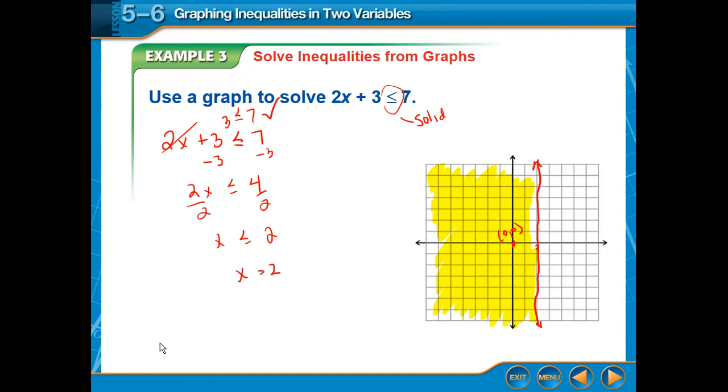So just looking at the graph, you can also see that any value where x is less than 2 is a solution. Any point you pick. So we're going to say our solution is x less than or equal to 2.